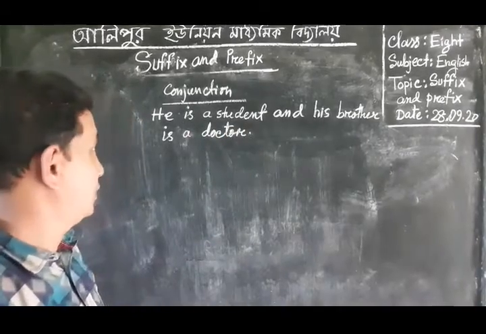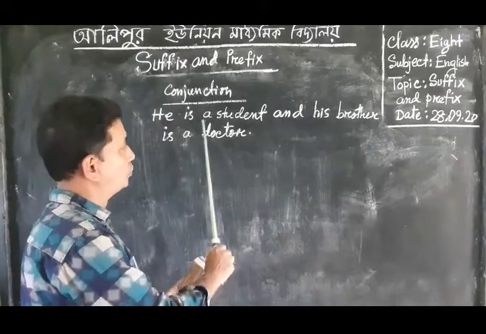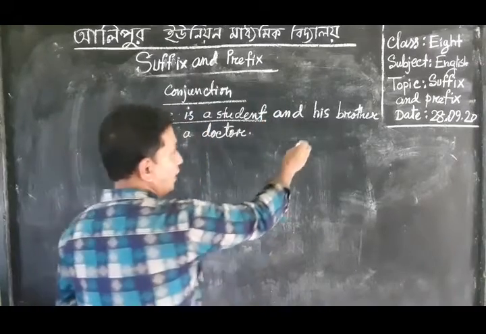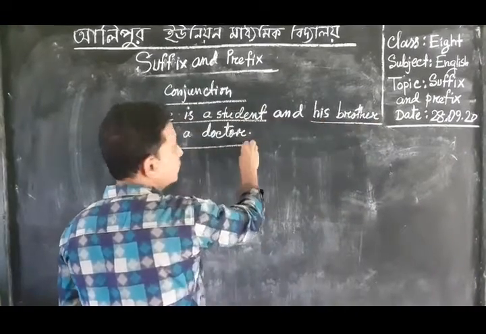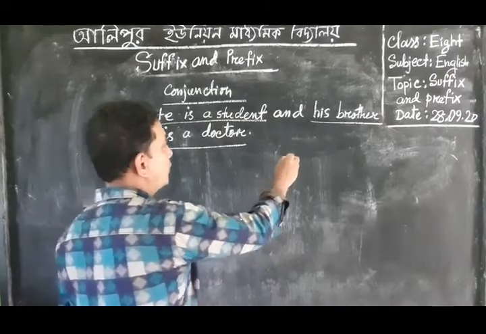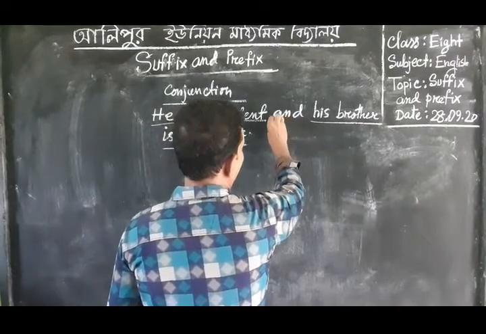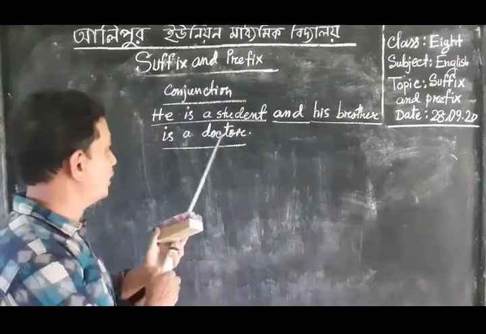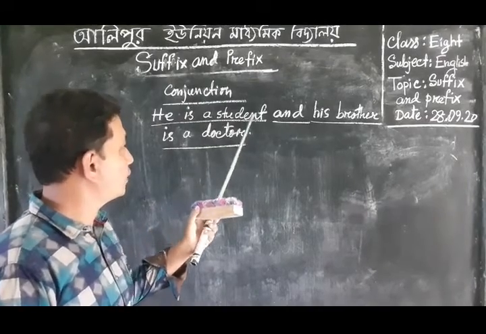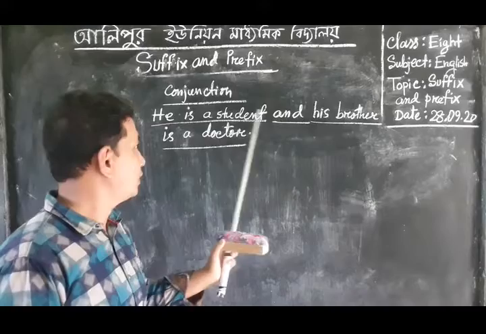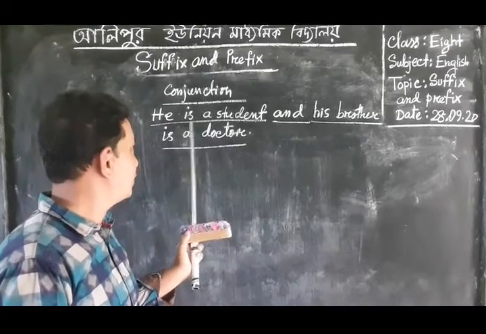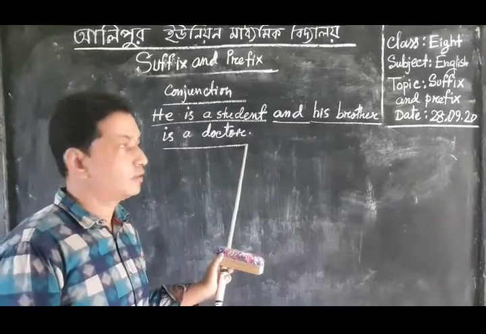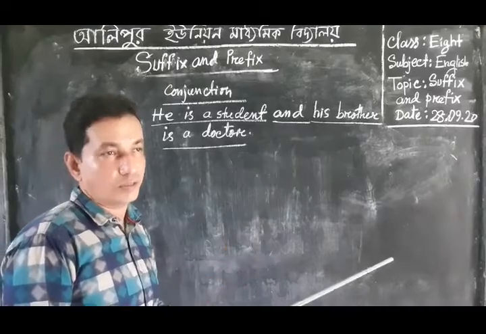Dear learners, here are two clauses, or two parts of the sentence, such as: he is a student, this is one part, and his brother is a doctor, this is another part. These two parts are joined with "and". So "and" is a conjunction which joins two clauses, two parts of the sentence. There is only one sentence, but here are two parts. He is a student and his brother is a doctor. So "and" here is a conjunction.